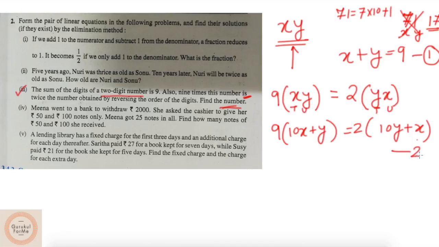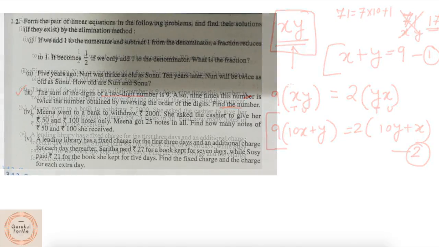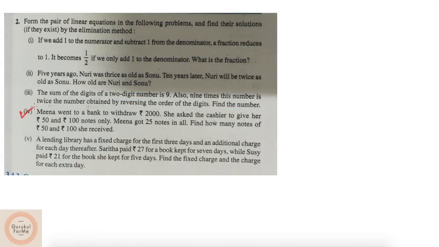Can we say that this is equation number 2? Can we use this equation and this equation to find the x and y? We can, either by elimination or substitution method. Can we then find out what the 2-digit number is? We can. Okay, let's look at example number 4.